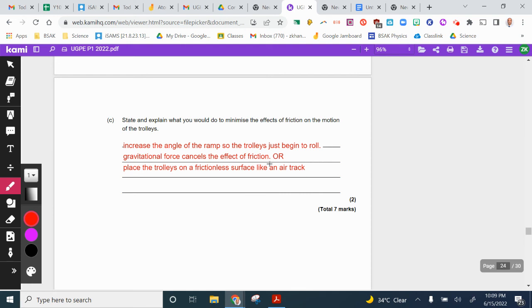Okay, so when you push the trolley, when the trolley is moving along the ramp, it won't get slowed down due to friction because there's a component of gravity that's countering that with the slightly inclined ramp. Alternatively, you could use a frictionless surface like an air track, to reduce the amount of friction, and that will, as a result, not decrease the speed of the trolley as it's moving along the track.